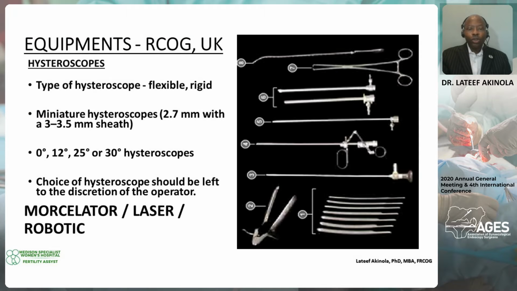What are the equipments we need? We need hysteroscopes, of course, and other adjuncts. There are different types of hysteroscope: flexible hysteroscope or rigid. Miniature hysteroscopes are available nowadays to enable us to do vaginoscopy without cervical dilatation. And of course, we have hysteroscopes in various degrees: 0 degrees, 12 degrees, 25 degrees, or 30 degrees.